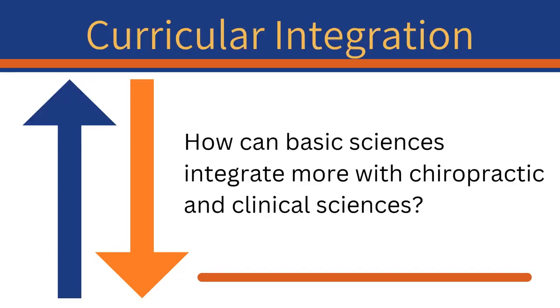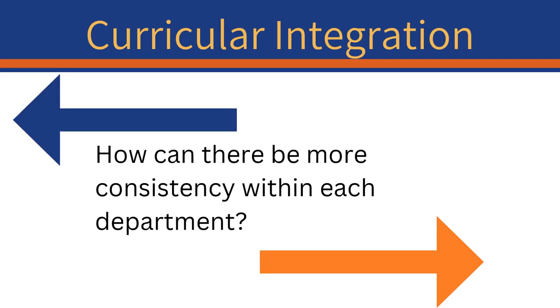At Parker University, we have struggled with how to integrate the basic sciences more with both the chiropractic and the clinical sciences. There seems to be a siloing of the coursework within basic sciences, clinical sciences, and chiropractic sciences, and we want to take those silos and start to mold them together. But not only is there a struggle to vertically integrate the coursework, there's also a struggle to horizontally integrate the coursework. This is meaning that within the same department, within basic sciences, how do you connect those courses, such as anatomy, such as histology and physiology?